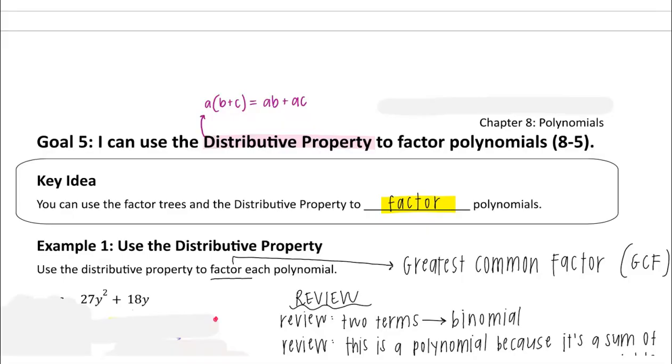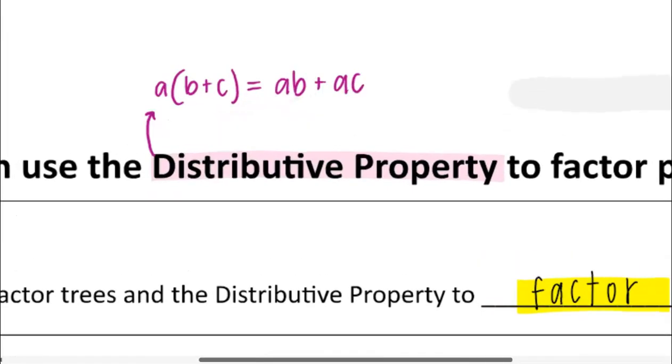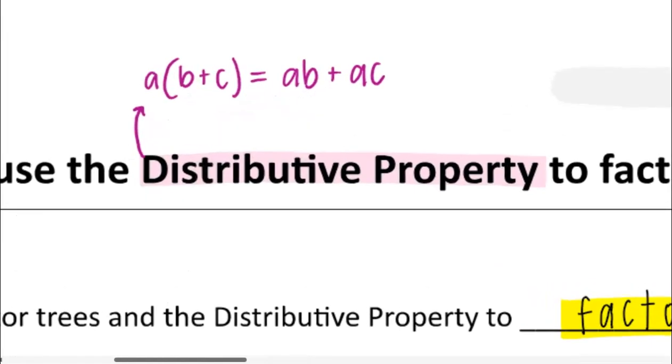Today is goal 5, using the distributive property to factor polynomials. So we have been talking about the distributive property to multiply polynomials, and we know how it works. We take whatever the factor on the outside is and multiply it by both terms on the inside of the parentheses. But today we're going to be working backwards.